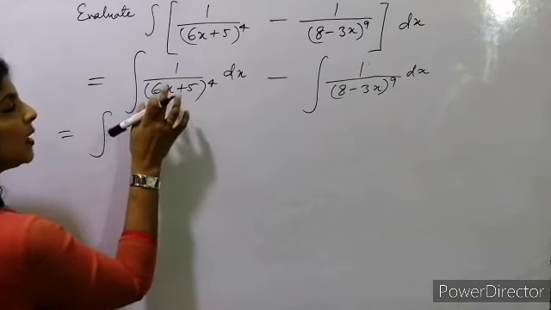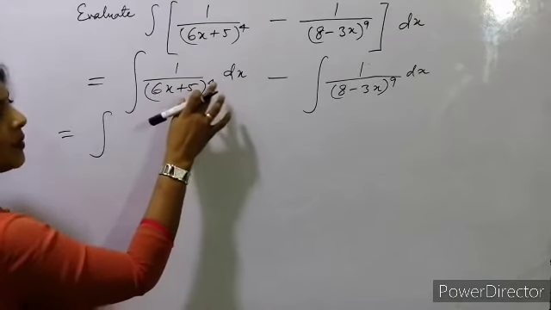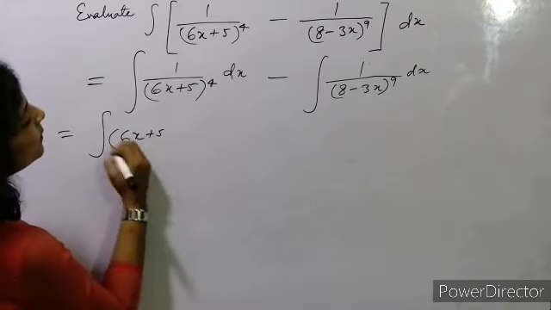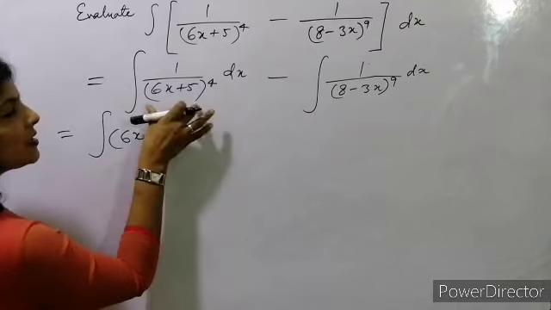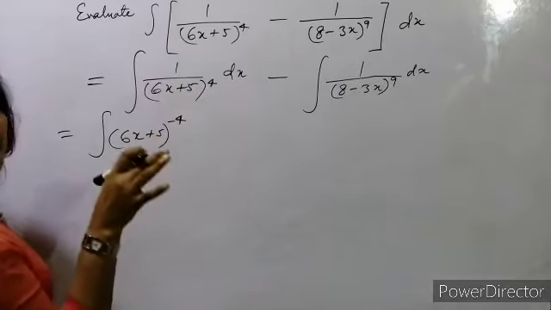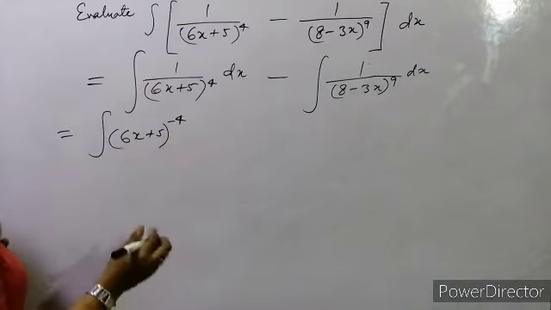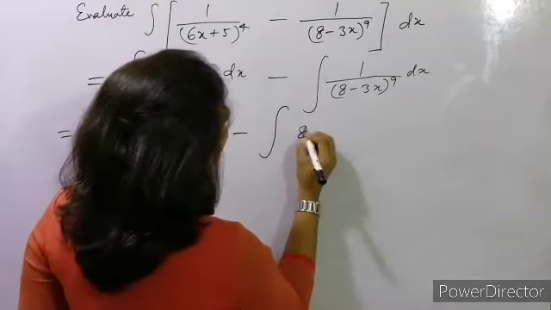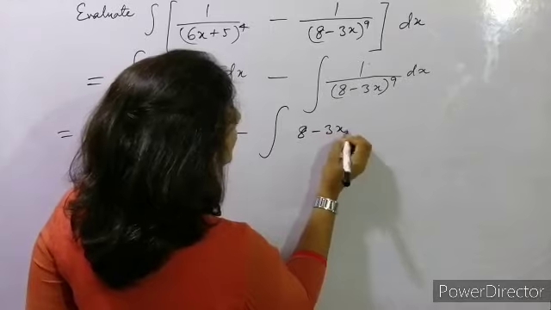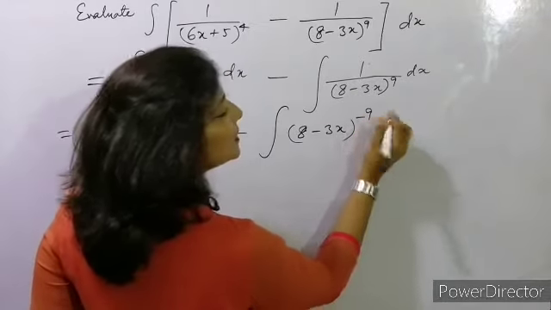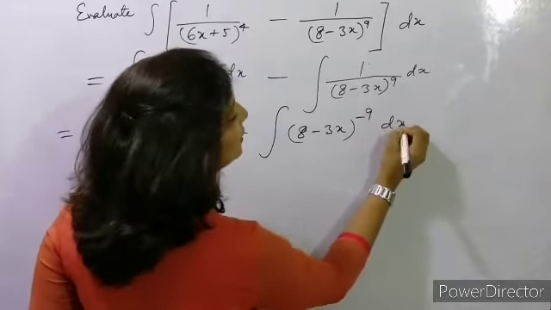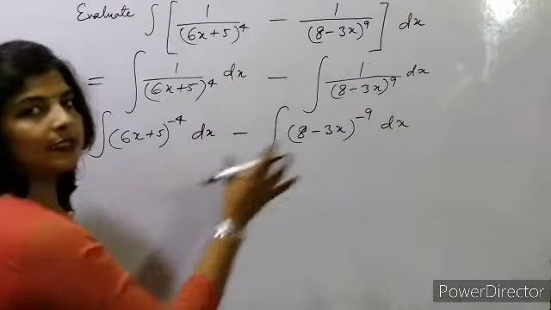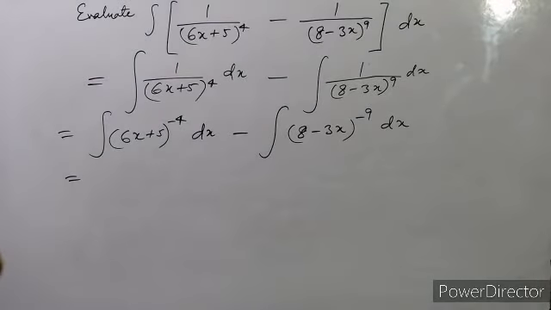This is 1 upon (6x plus 5) to the power 4. So can we write it like this, (6x plus 5) to the power minus 4, because it is in the denominator and when we keep it in the numerator, the power will be minus 4. So dx, and minus again (8 minus 3x) to the power minus 9. Again the same thing we are doing here. Now we got this f(x) and g(x), and now we have to find the integrals with respect to x.